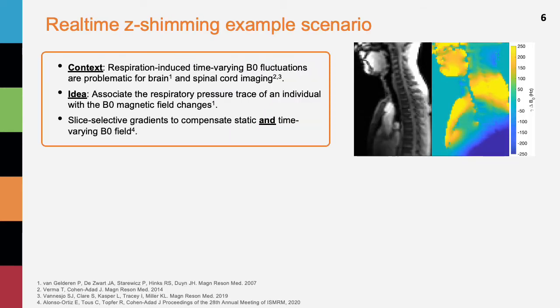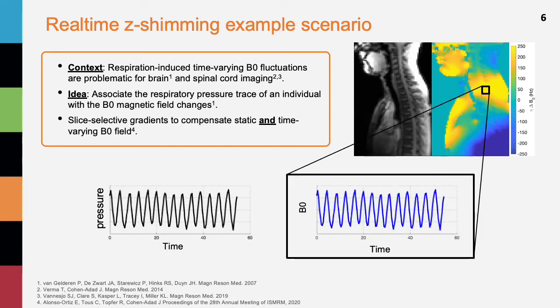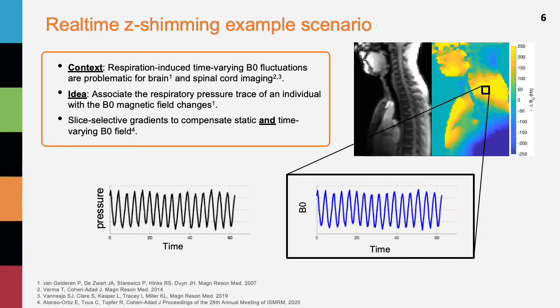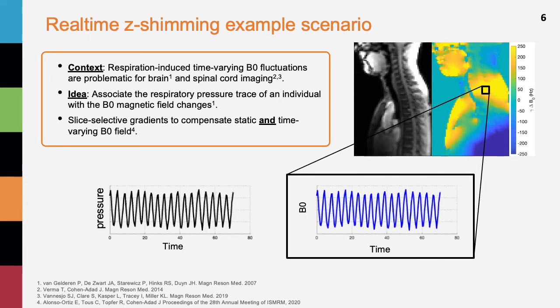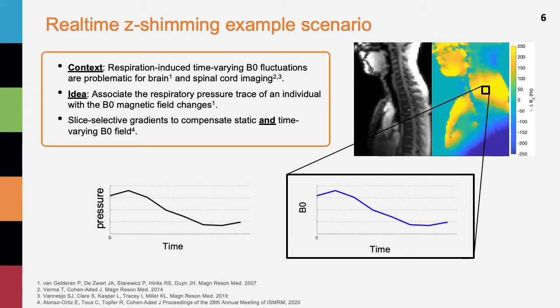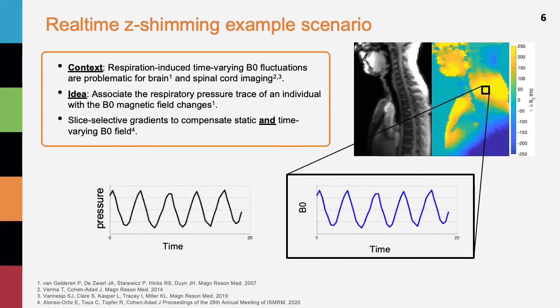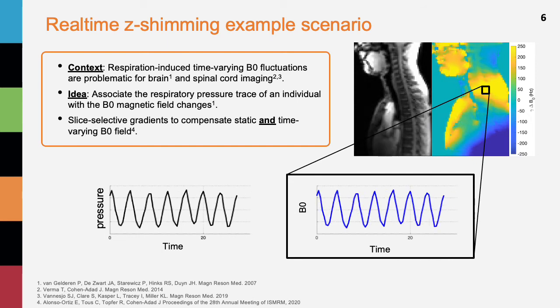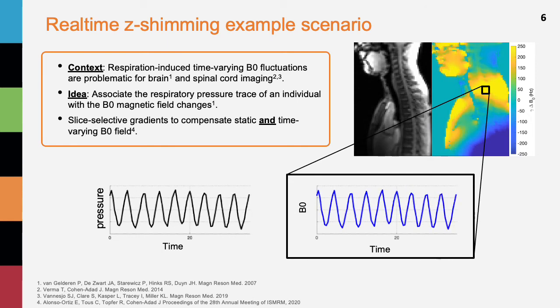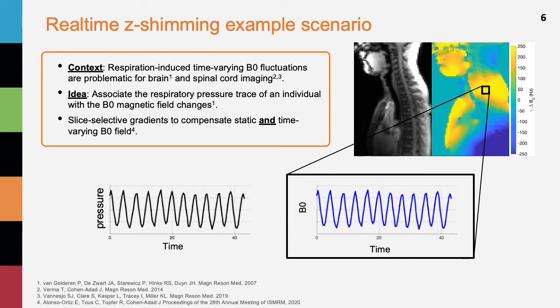To demonstrate a use case of Shimming-Toolbox, a real-time z-shimming experiment was performed. Real-time z-shimming aims to reduce respiration-related B0 variation, which is problematic for lower brain and spinal cord imaging. The idea is to associate the respiratory trace of an individual with the magnetic field changes. After processing, compensation gradients along the slice selection axis are applied to offset both static, also known as dynamic shimming, and the time-varying magnetic field inhomogeneities.